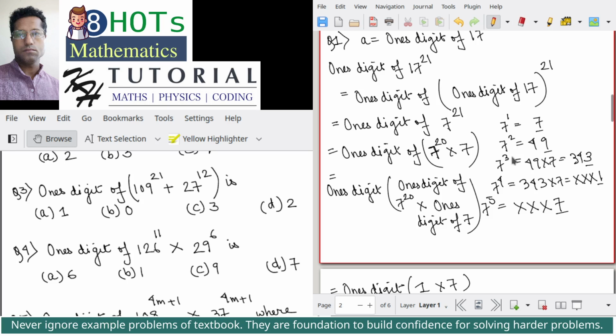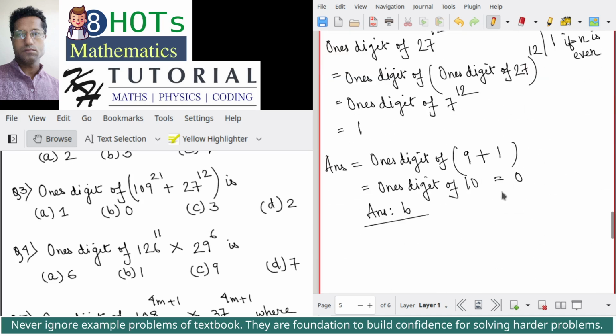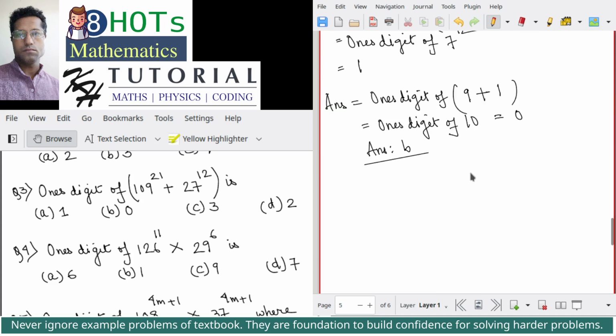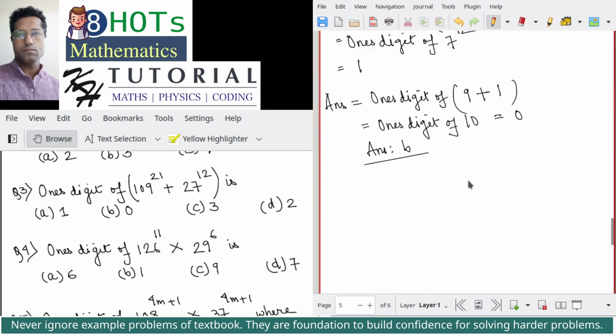Like for 7, you can see that at every fifth power the ones digit is 7, or at every fourth power the ones digit will be 1. So any power of 7 which is a multiple of 4 will always have ones digit 1. Okay, that was question number 3. Let's do question number 4.